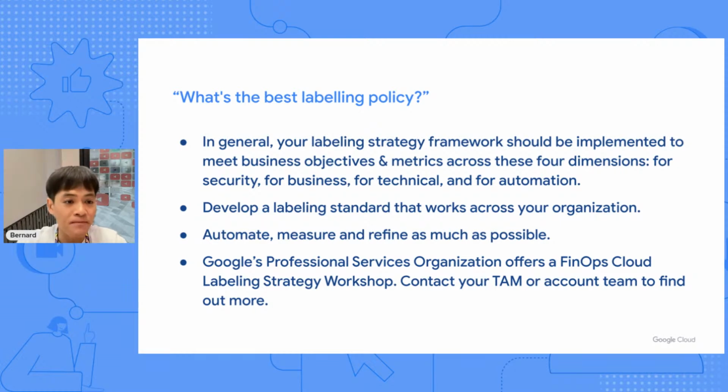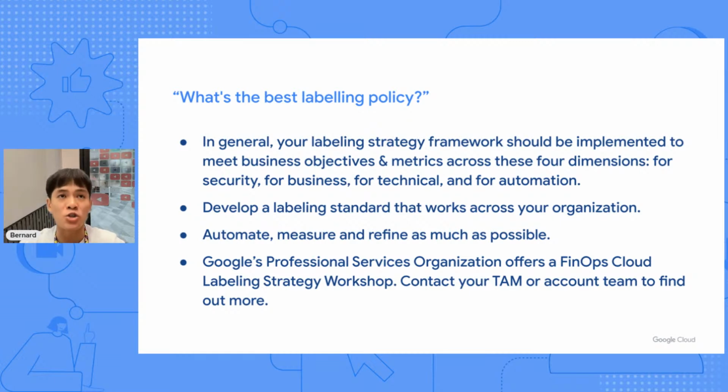Well, in general, your labeling strategy should encompass your business objectives and questions that you might have across your organization for these four dimensions. You might have questions for security, you might have business objectives, you might have technical objectives, or you might need to be able to make some automation. So labeling should encompass all four dimensions, and you should develop a labeling standard that works across the organization.